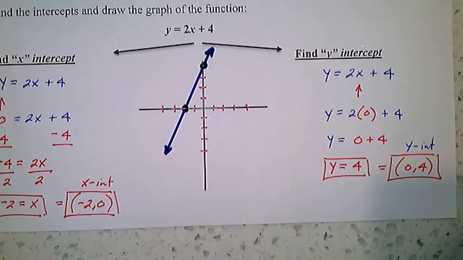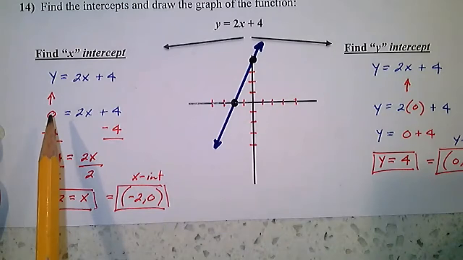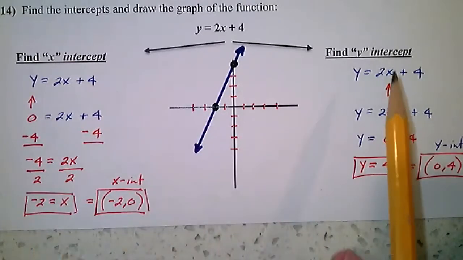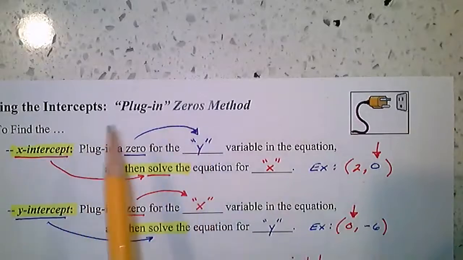All right, so that is called plug-in zeros. We're plugging in a 0. We got the little plug-in up here, the plug-in zeros method.